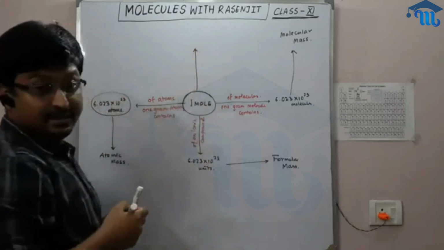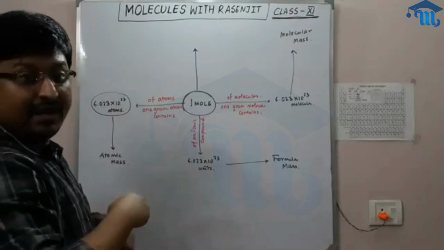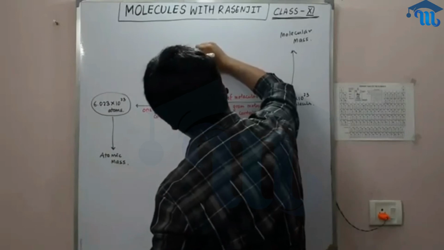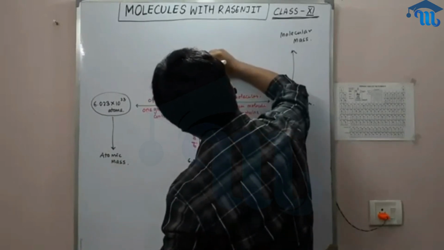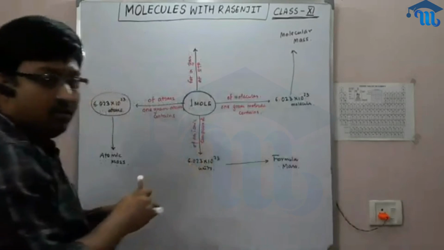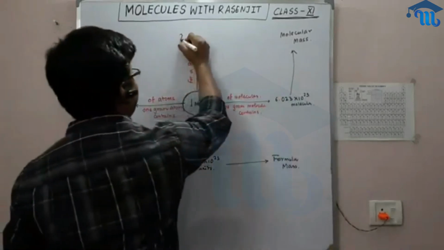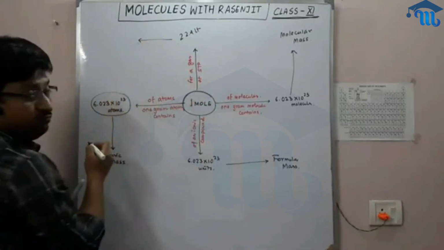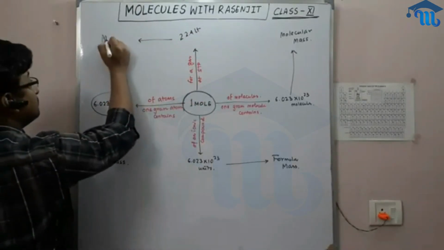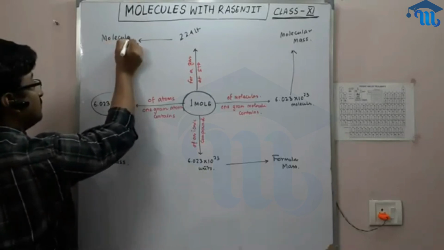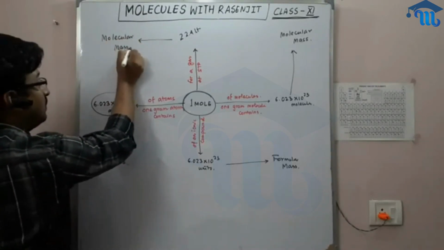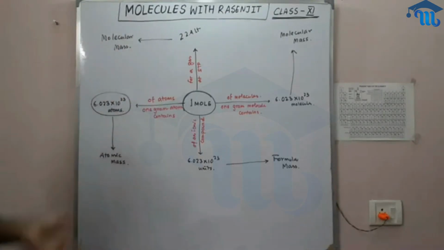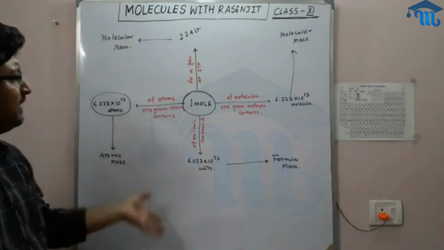for a gaseous substance, for a gas at STP, this is 22.4 liters, and that will give you the molecular mass. Okay, so if you remember this table very clearly, it will be very easy for you to understand the mole concept, and it is very easy.